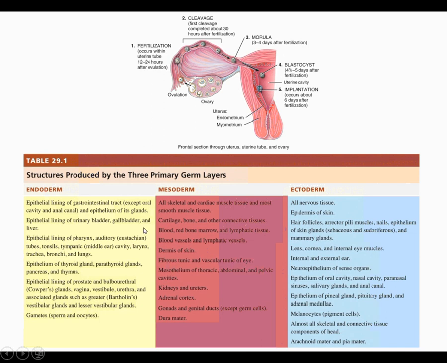The figure at the top just shows you those same steps that we were talking about. First of all, you can see ovulation, discharge of the secondary oocyte. We see fertilization, which forms the zygote, which then undergoes cleavage as it moves towards the uterus. The blastocyst is what will implant on the wall of the uterus and eventually become the baby.